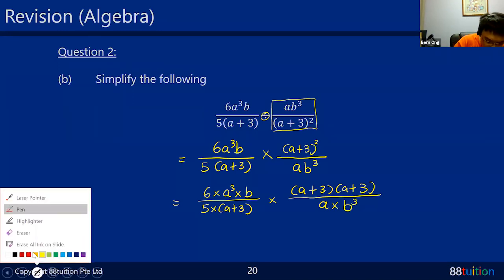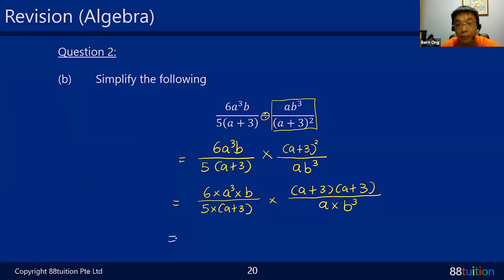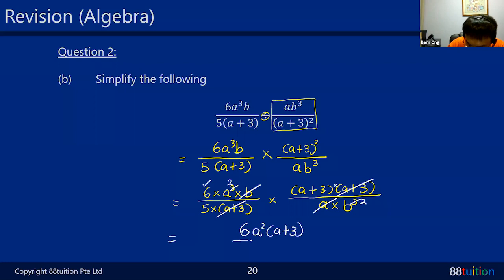So in cancellation, if on top have something and below have something, you can cancel, and they are all separated by multiplication. It's very safe. A plus 3 on top, a plus 3 below. Below got one a, on top got a cubed, so a cubed becomes a squared. B cubed below, got one b on top, cancel the b, down here becomes b squared. So what are you left with? You're left with 6a squared, on top a plus 3, and below you're left with 5 and b squared. And that's your answer.